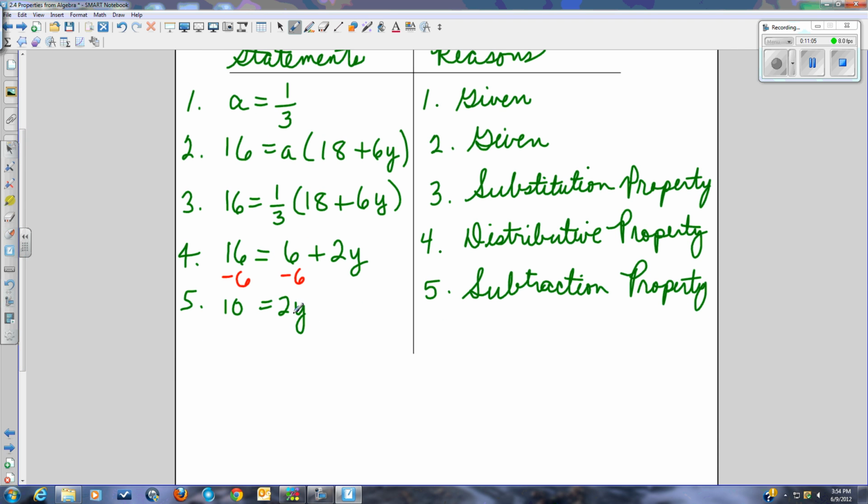Next, we still want to continue to solve. So to get y alone, we're going to have to divide each side by 2, which means we're going to end up with 5 equal to y. The reason we can say that is we just divided on each side by 2, so we used the division property.